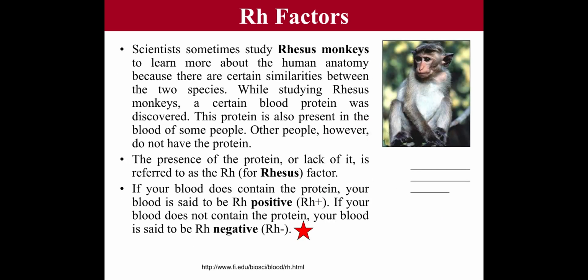So, RH factors. Scientists study the rhesus monkeys to learn more about the human anatomy because there are similarities between the two species. And when studying the rhesus monkeys, a certain blood protein was discovered. And this is also present in the blood of some people, but some people don't have it. So the presence of a protein or lack of it is referred to as the RH or rhesus factor. So if your blood contains the protein, then your blood is said to be RH positive. And if your blood does not contain the protein, your blood is said to be RH negative.